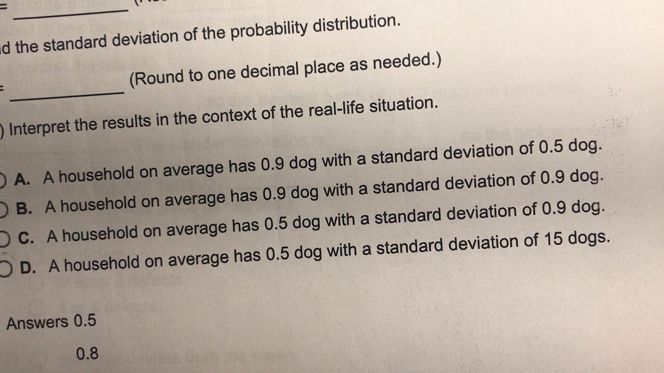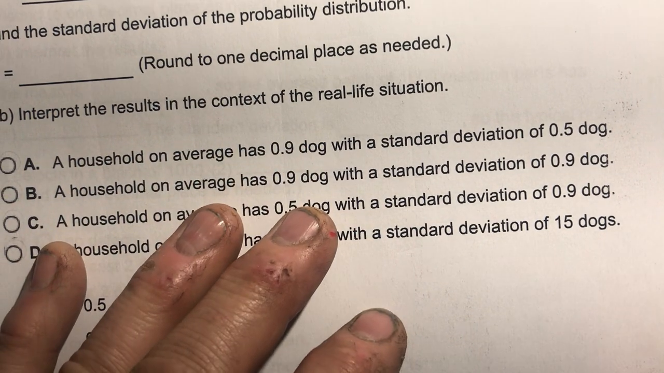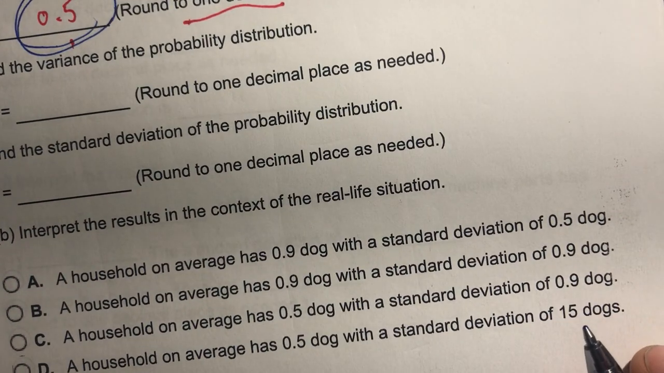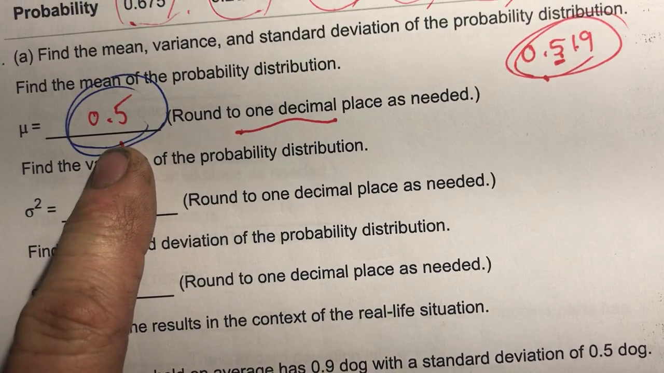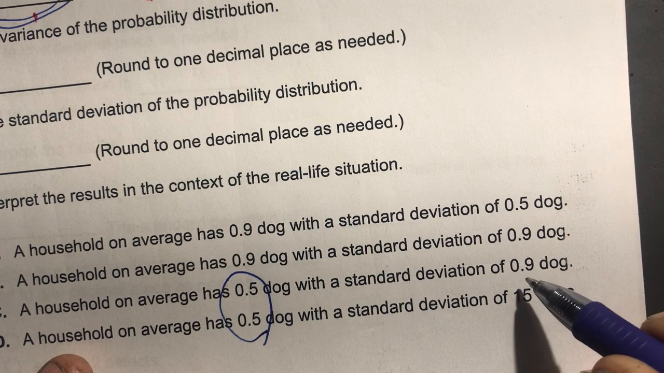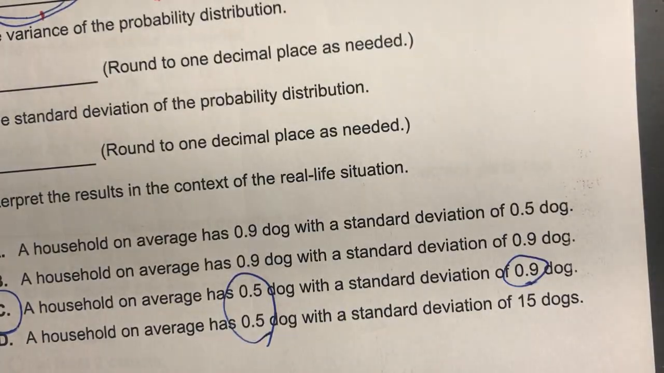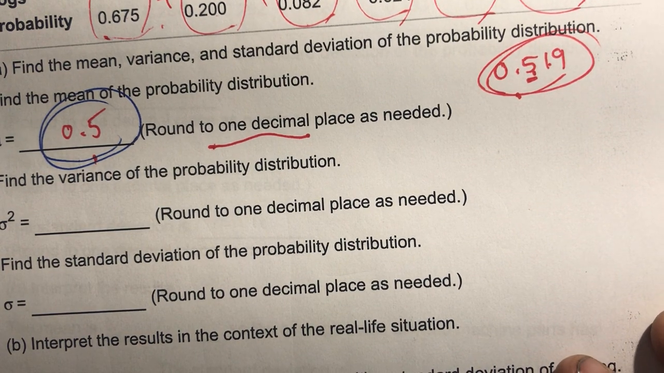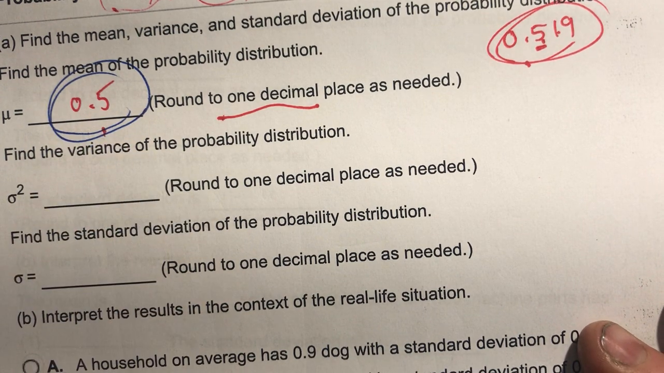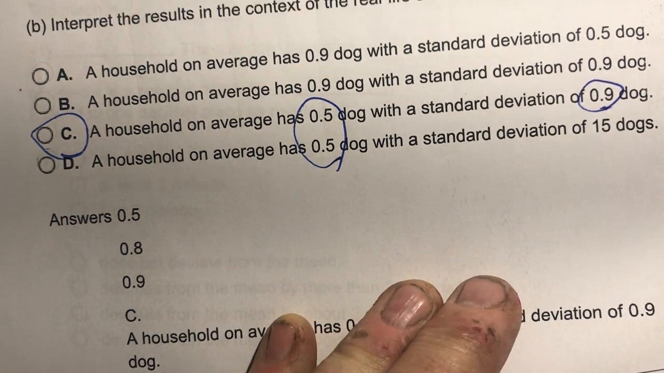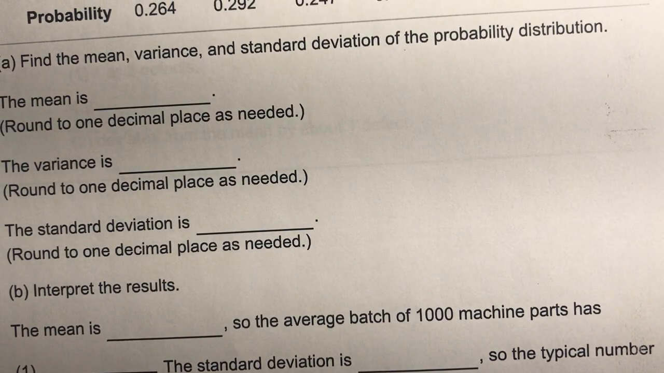Okay. Now interpret the results of this real life situation. All right. So what that means is, since this is my mean right here, that means a household has an average of 0.5 dogs. So that'd be one of these two right here, with a standard deviation of 0.9 dogs. The answer is C right here. The average household has this, and the standard deviation, which we did here, 0.9, is that, okay?